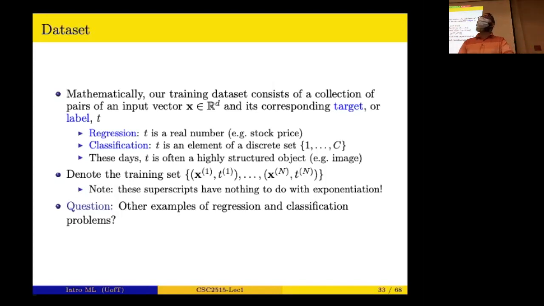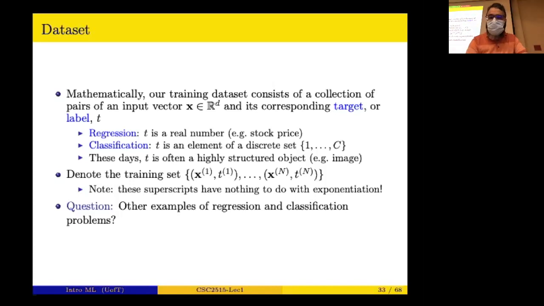Anyone here? Yes. Weather prediction, temperature is an example of regression. So that's temperature. Weather, the kind of weather that we have, whether it's rain or not, or whether it's snow or not, then we have classification. So the problem of predicting whether it is going to be rainy or not, that's an example of classification. Okay, that's good.